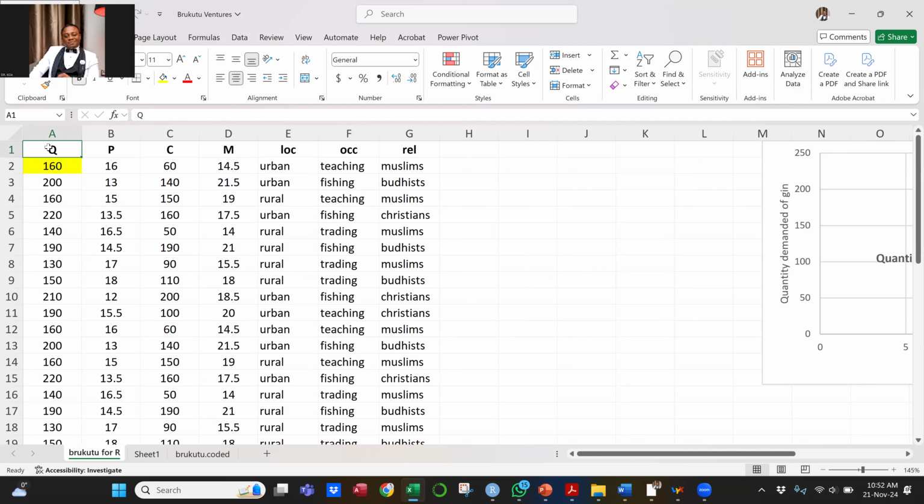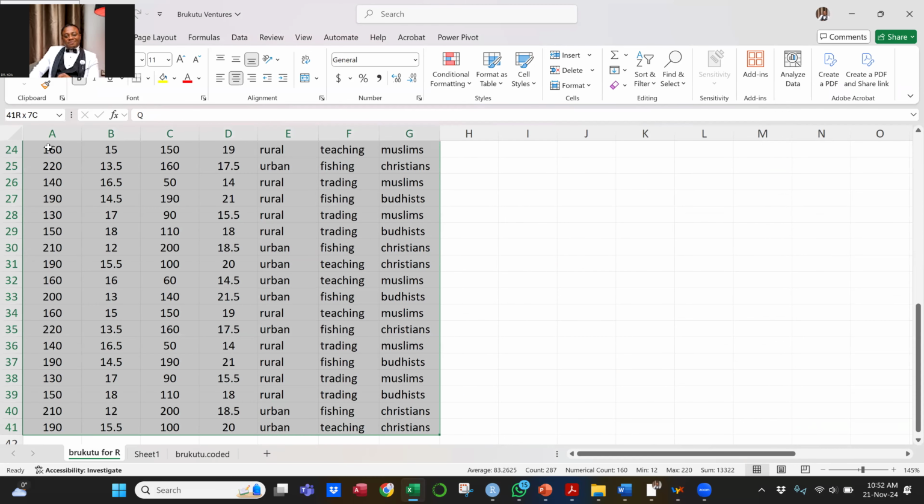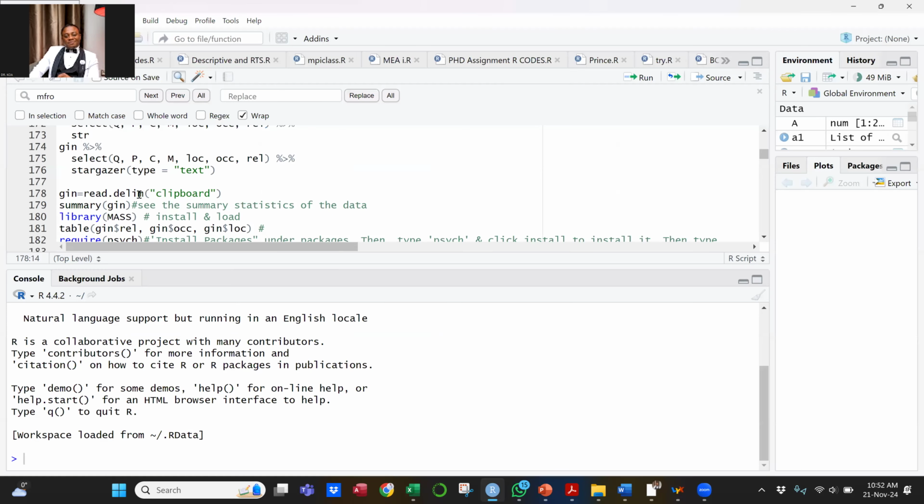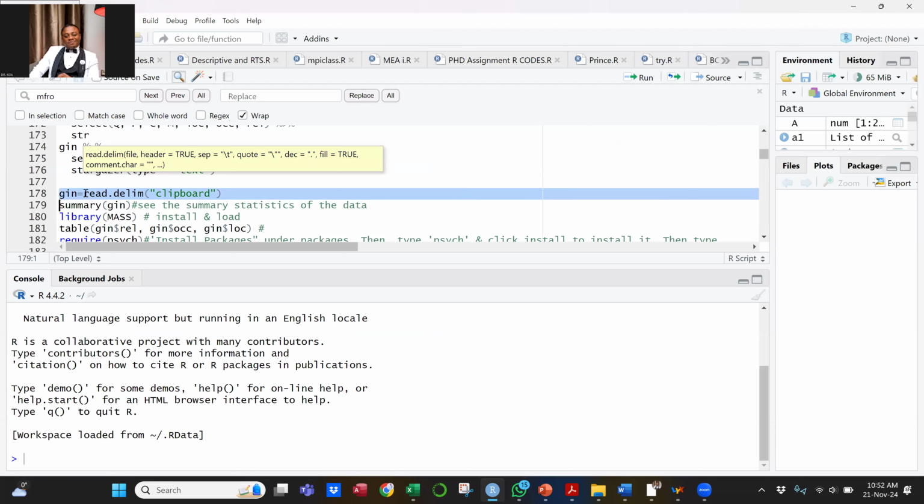So I'm going to do Control A to highlight everything, Control C to copy, go to your R Studio. And now I'm at R Studio. I'm going to load the data and I'm calling it Gen.